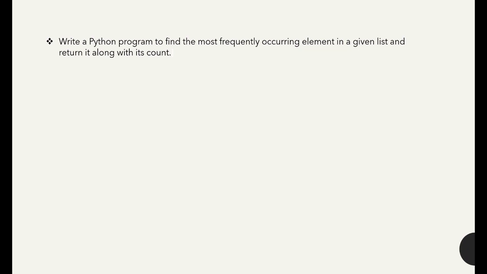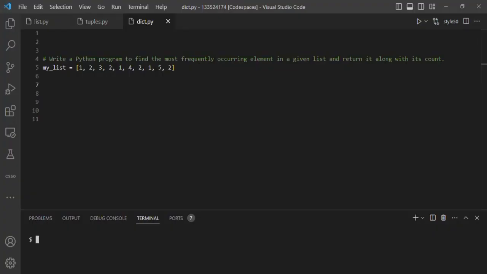So here is our first question. Write a Python program to find the most frequent occurring number in a given list. So here is the list of numbers. We have to find the most occurring number in that list, and how many times that number repeats we will show at the output.